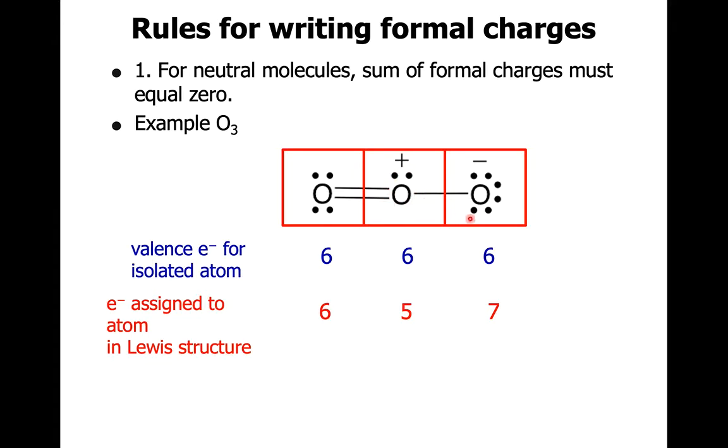So I'm counting the bonds and then adding each electron from the lone pair: 1, 2, 3, 4, 5. And then this oxygen over here has 1, 2, 3, 4, 5, 6, and then half the bond is 7. So now we do subtraction. 6 minus 6 means that this oxygen in this particular structure has no charge. This oxygen here in the middle, 6 minus 5, has a positive charge, and the oxygen on the right-hand side, 6 minus 7, has a negative charge.